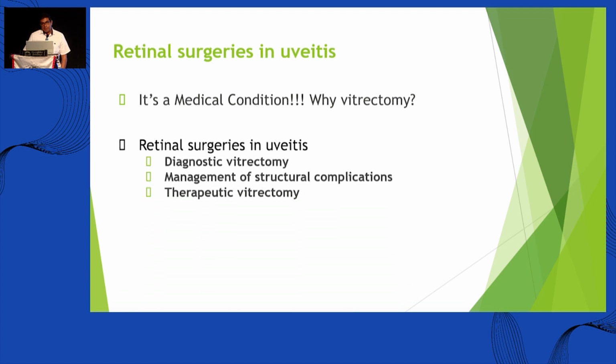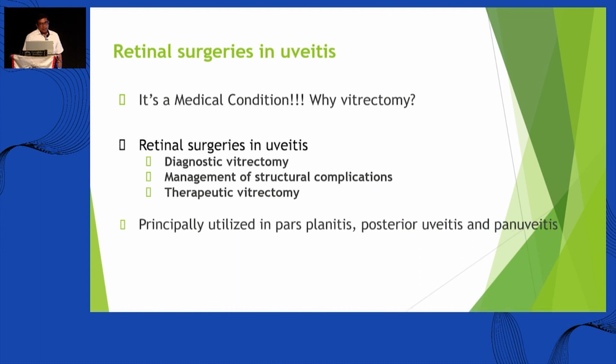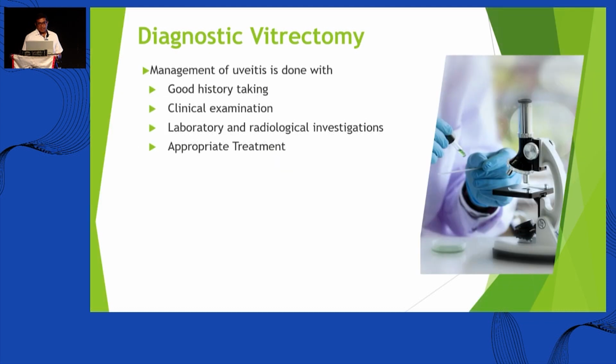Well, retinal surgery has been involved with uveitis for a long time. We do it for three principal reasons. One is as a diagnostic vitrectomy, and then to treat complications that may be associated with the structural problems that come after a patient has uveitis, or as a standalone therapeutic procedure. Now, vitrectomy or retinal surgery is principally used in pars planitis, posterior uveitis, and panuveitis.